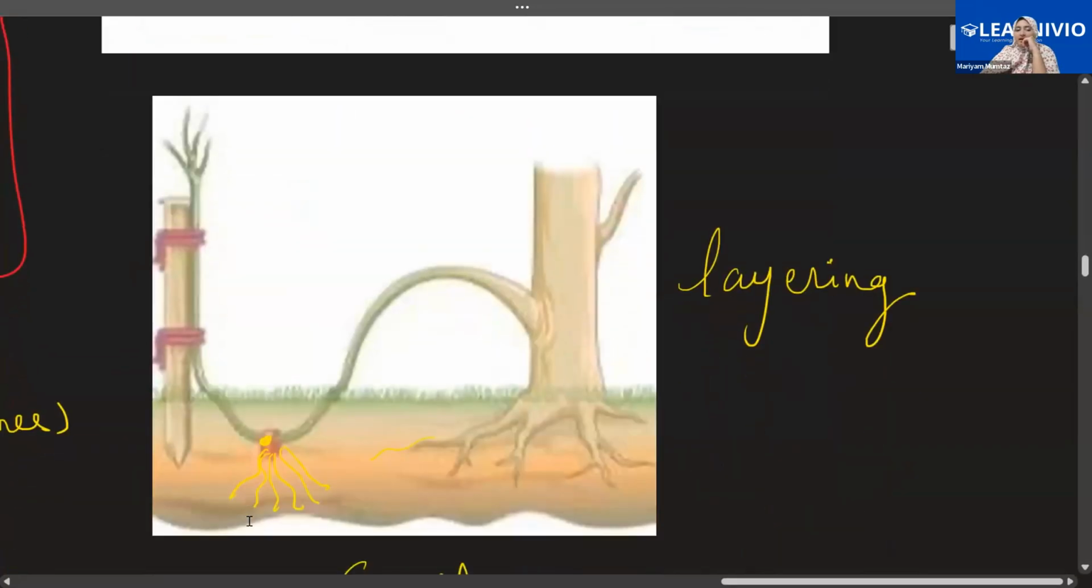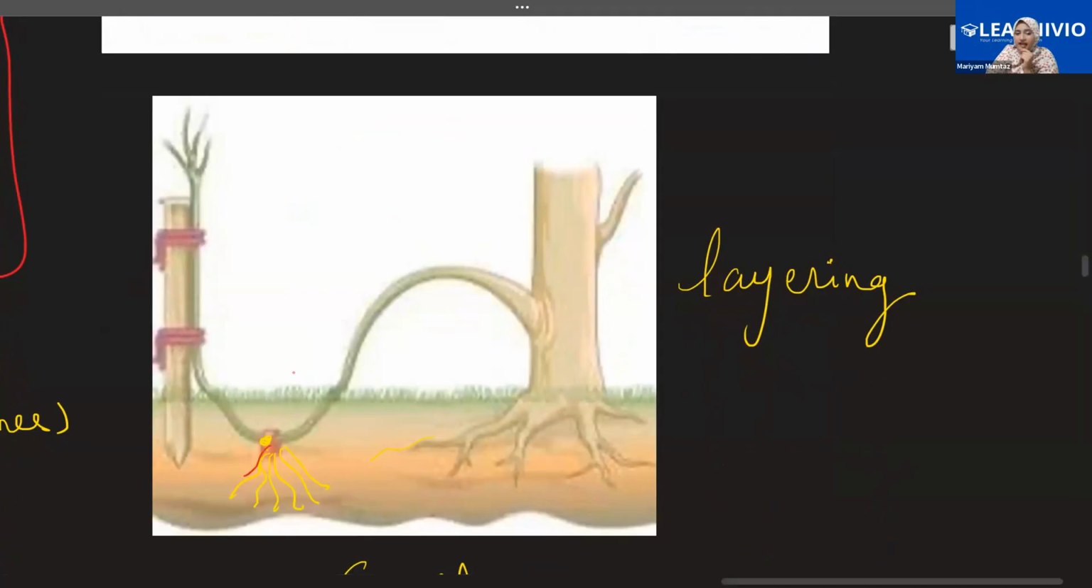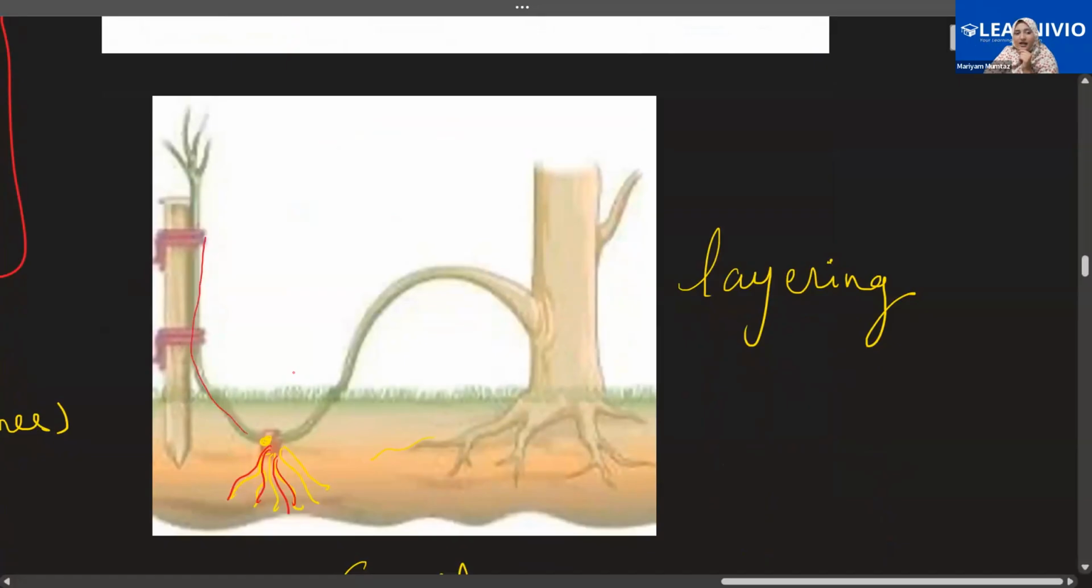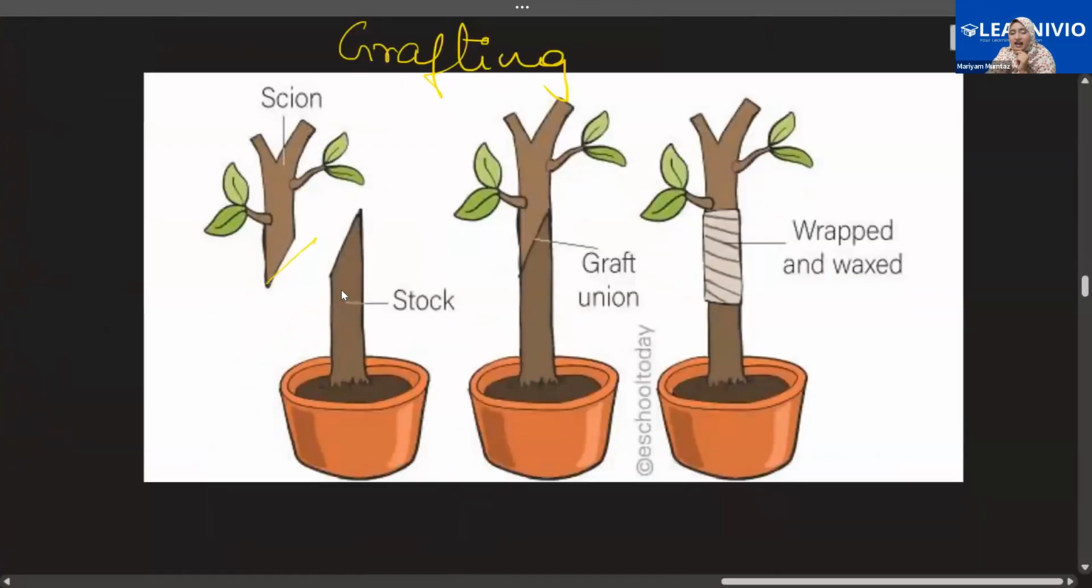Then comes layering. You take a branch of the tree or the plant and put it towards the soil for a little while. The part that comes in contact with the soil will develop roots, and then it will go up and become a whole new plant. So that is layering. And lastly, there is grafting.